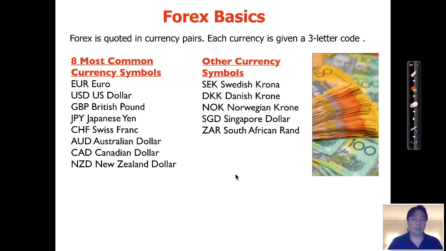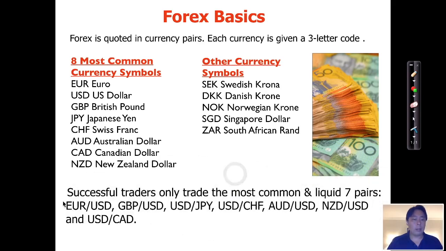Main currency pairs. So again, these are other currency symbols that we won't be trading, right? At least I don't trade them. And again, the most successful traders only trade the most common and liquid 7 pairs. Now, I do trade beyond the 7 pairs, slightly beyond it. I'm going to show it to you, but these are the 7 most common pairs, which are the most liquid, the most actively traded, okay, highest volume. So it moves with the greatest volatility and the tightest spreads. And I'll talk about spreads in a while.